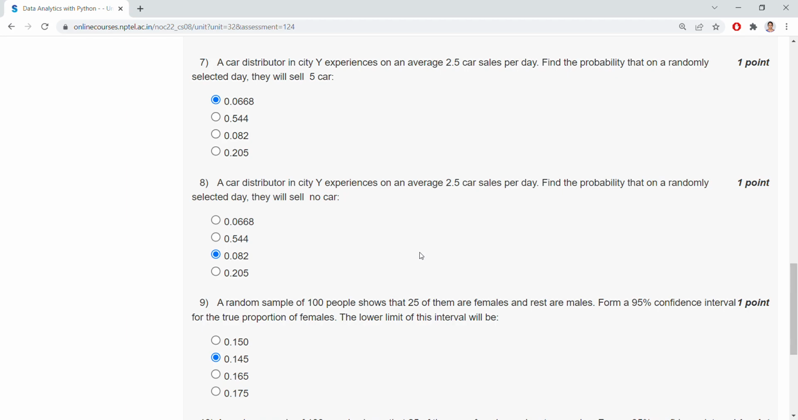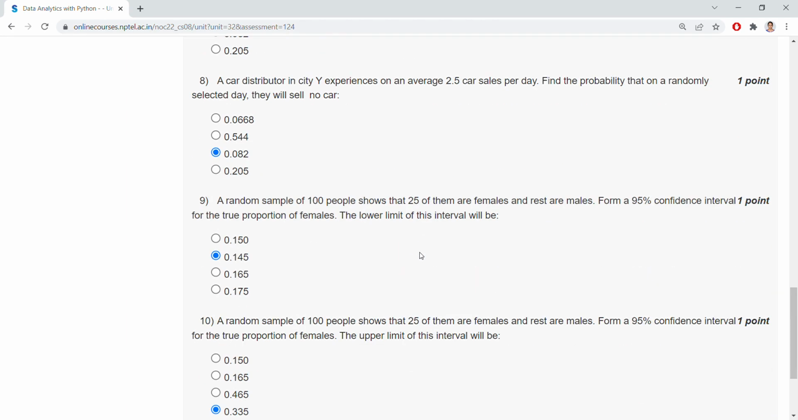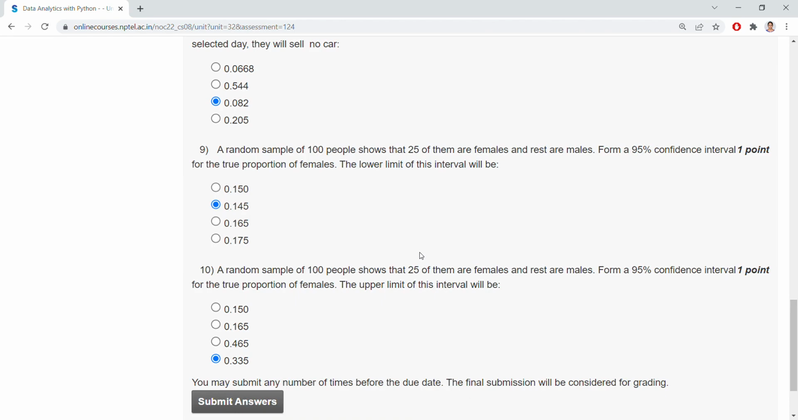A random sample of 100 people shows that 25 of them are females and the rest of them are males. Form a 95% confidence interval for the true proportion of females. The lower limit of the interval will be 0.145.